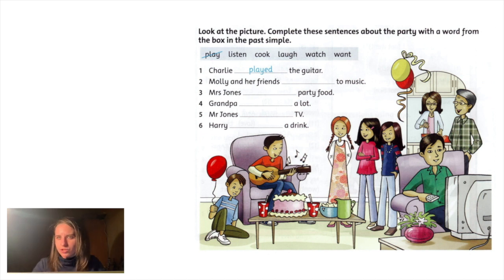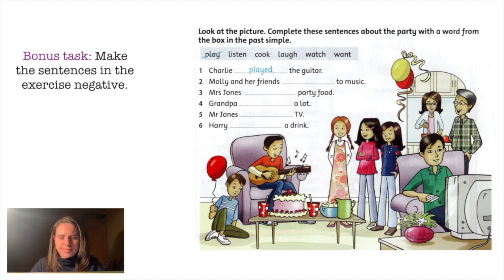Now, I have a special task for you. Let's see, can you make these sentences in the exercise negative? So whatever you just wrote in your notebook, please write those sentences in the negative form. So for example, Charlie played the guitar. Это становится, Charlie didn't play the guitar. Now it's your turn. Please write all of your sentences in negative form. Pause this video and then we will check your work.